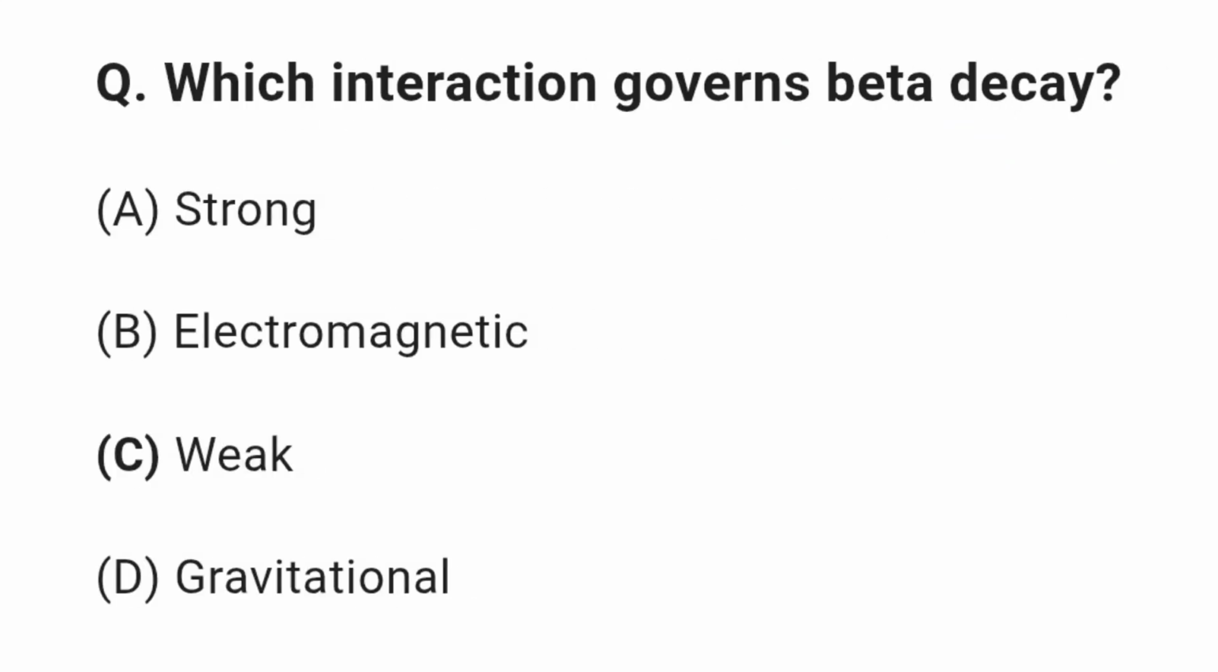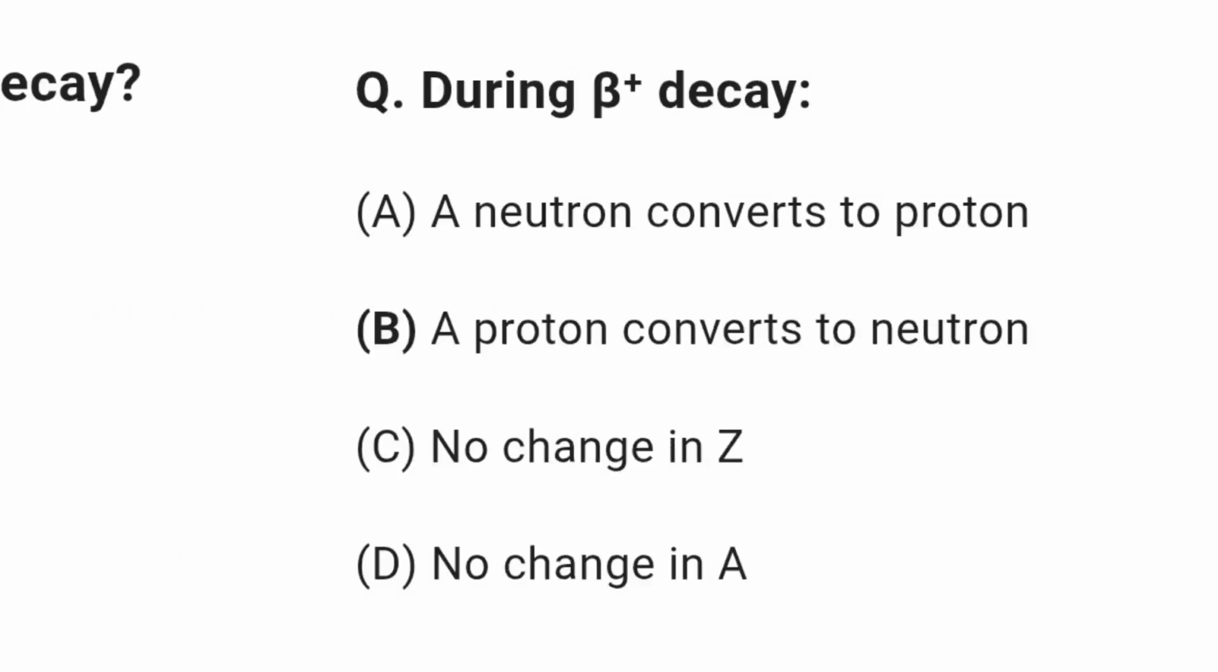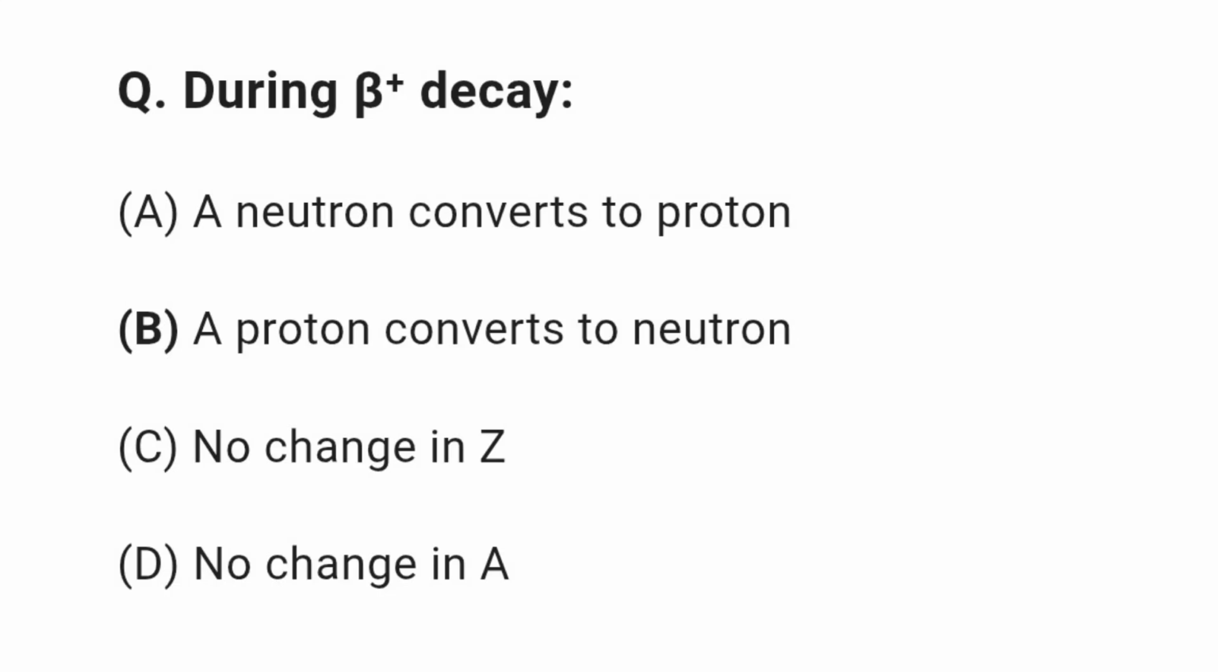Which interaction governs beta decay? Strong, electromagnetic, weak, and gravitational. And the right answer is option C, weak. Move on to the next question. During beta plus decay: a neutron converts to proton, a proton converts to neutron, no change in Z and no change in A.